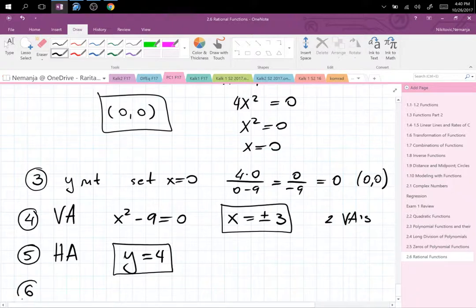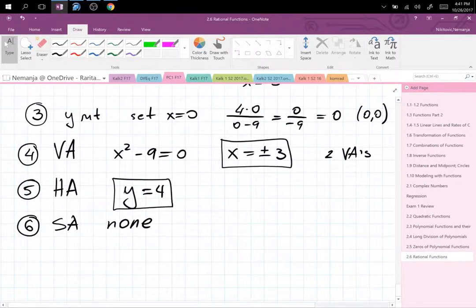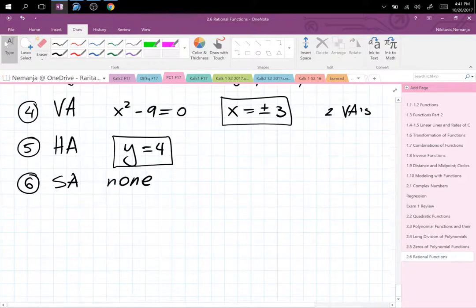How about SA? Slant asymptote? Because we have a horizontal, you can't have both. One or the other. Or none. You can have none of those. Is this enough for us to draw a graph? All right, let's see.